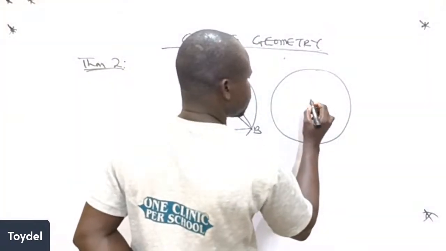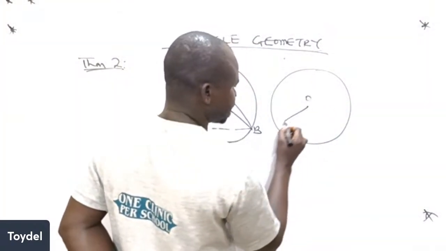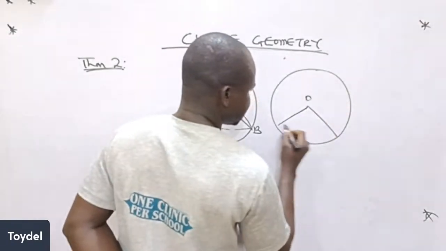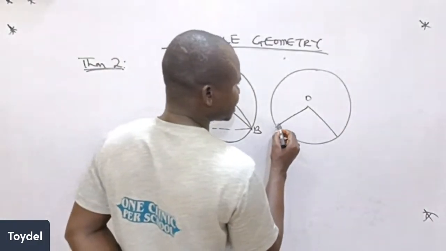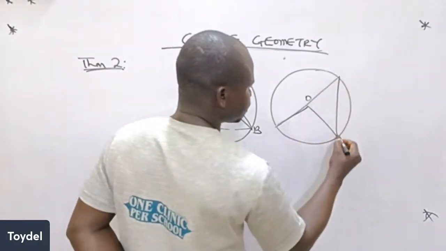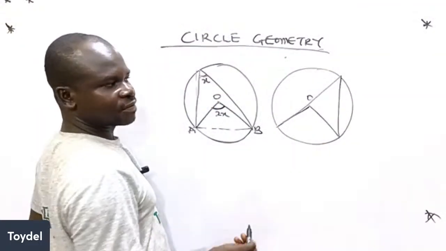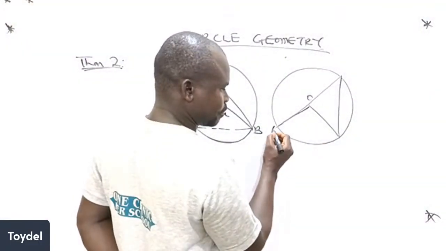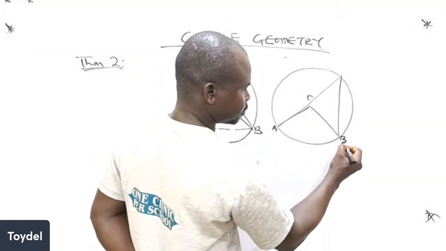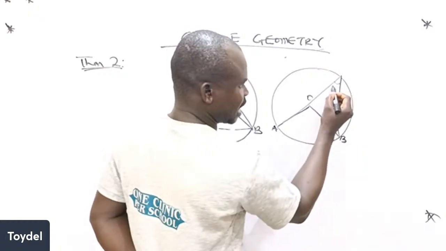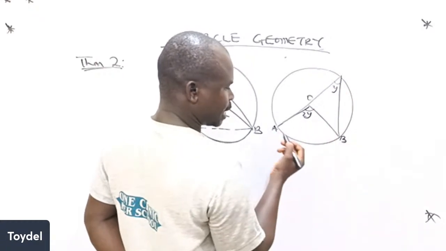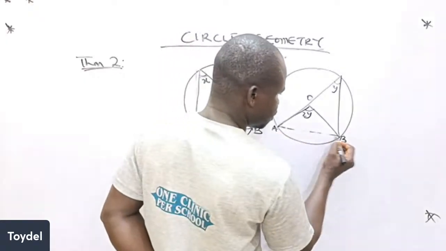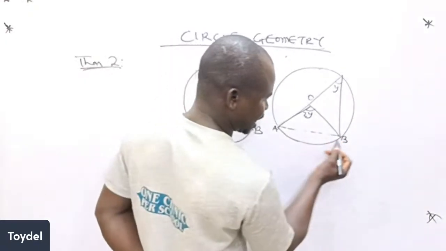Let's say this is the center, and you have something like this. I can decide to write something like this, something of this nature. It's still the same thing because this is the starting point and this is the ending point. If this angle is y, the angle here will be 2y. Why? Because when you trace this, you realize that they are subtended by the same arc.